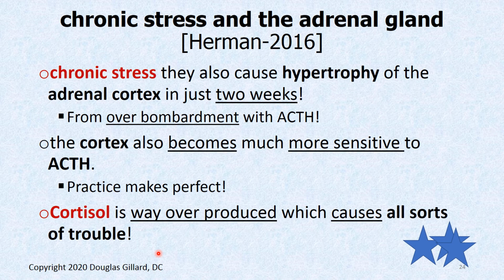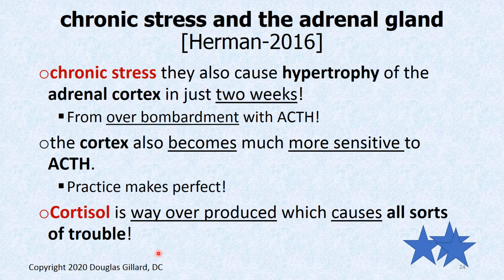Some other sequelae of chronic stress: it also causes hypertrophy of the adrenal cortex. In just 2 weeks, you can tell. And that's from an overbombardment of ACTH. If you're overproducing ACTH, and cortisol can't shut down the ACTH that well because of those mysterious hormones from the brain, practice makes perfect. If you want to get big biceps, you do bench press or curls. Same type of deal there.